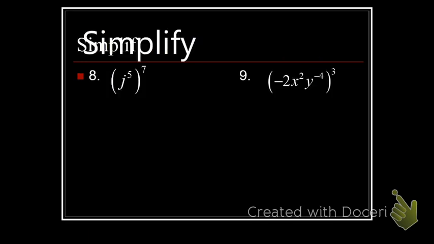So, find the power of a power. Look how easy this is. J to the 5th raised to the 7th would become J to the 5 times 7, which is 35.